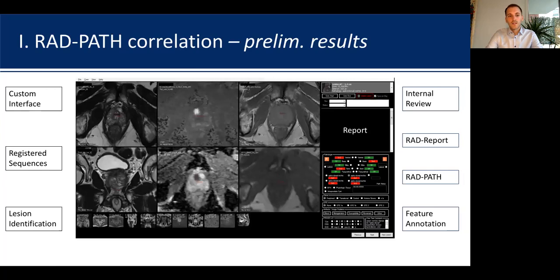We first designed a custom interface for the annotation task and the curation of the data set, where we can see registered MRI sequences with the T2, diffusion-weighted images, the ADC, and the DCE, and a lesion identification tool for the demarcation of the lesion. On the right-hand side, we can see the RADPAS correlation and radiological report, which is blinded here. But also we can see the biopsy takings with the several cylinders with either the Gleason score or just tumor-free tissue. And finally, we were able also to assign specific imaging features for each lesion we identified. Finally, we performed an internal review to also achieve a high standard of data quality.